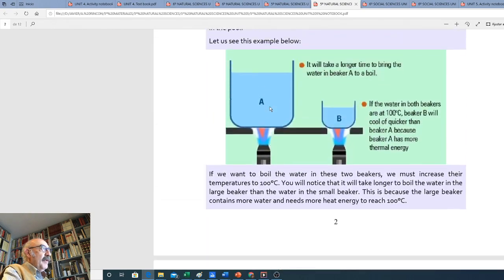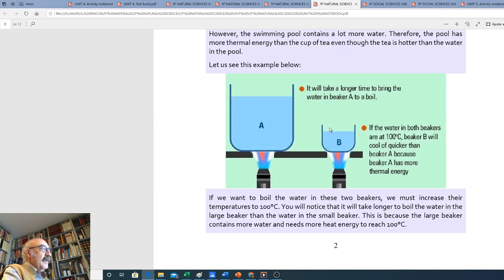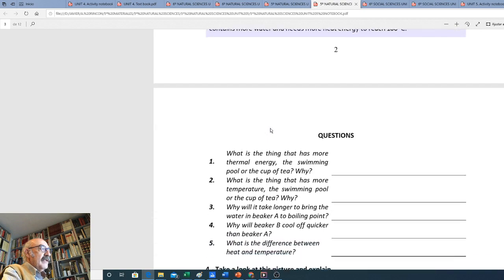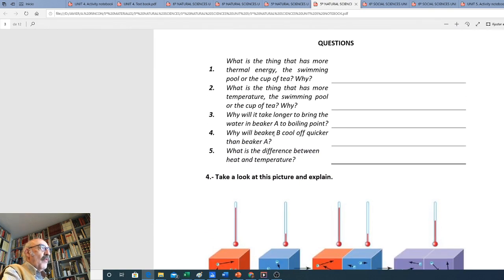Remember, beaker B is this part. Beaker A is this part. Question 4. Why? Because it contains a lesser amount of mass.